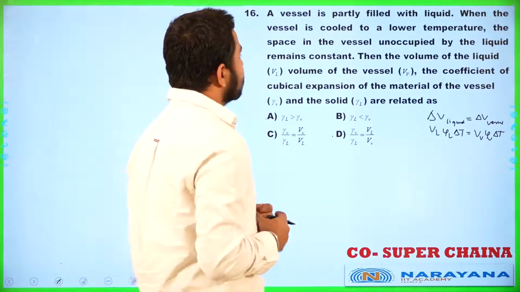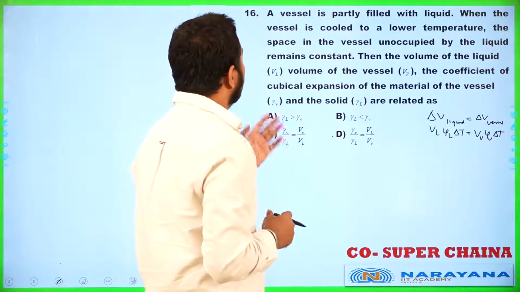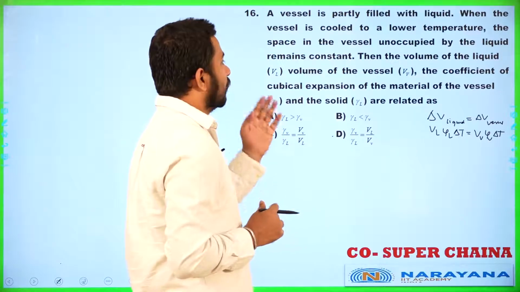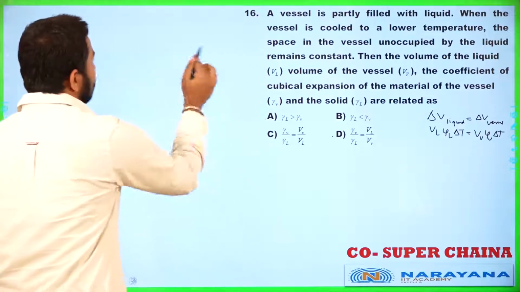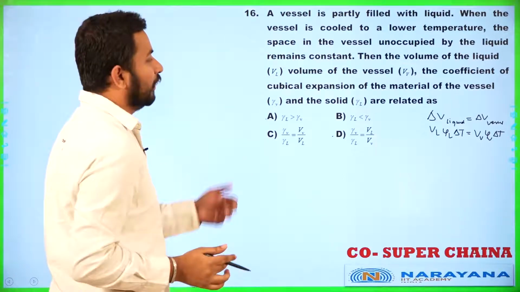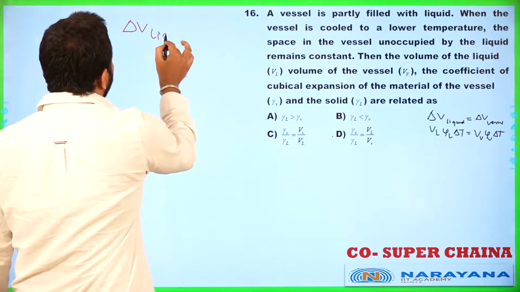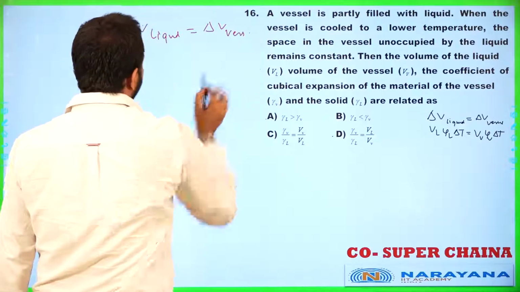A vessel is partially filled with liquid. When the vessel is cooled to a lower temperature, the space in the vessel occupied by the liquid remains constant. The volume of the liquid you have to calculate. So when we are heating the liquid, whatever the volume change in the liquid will be the same as the volume change of the vessel.